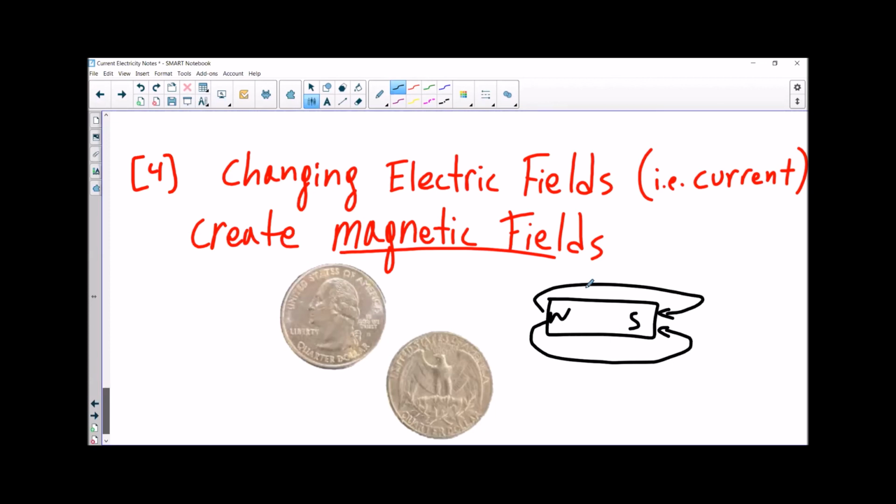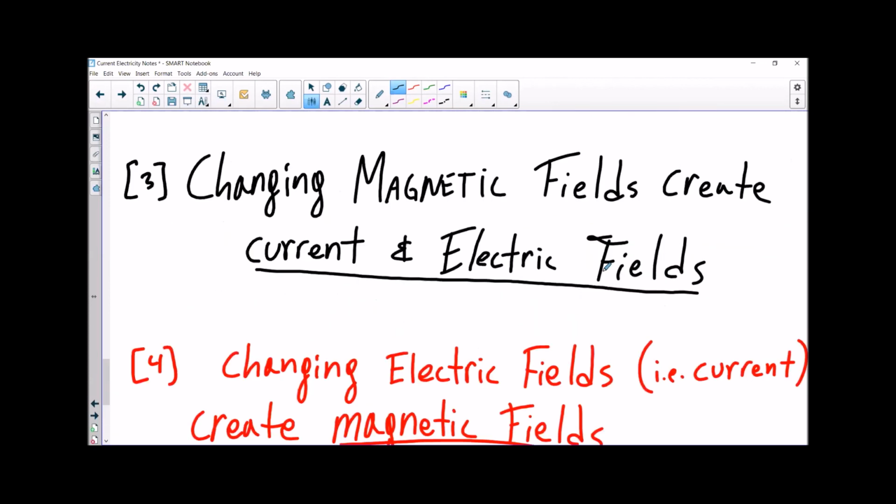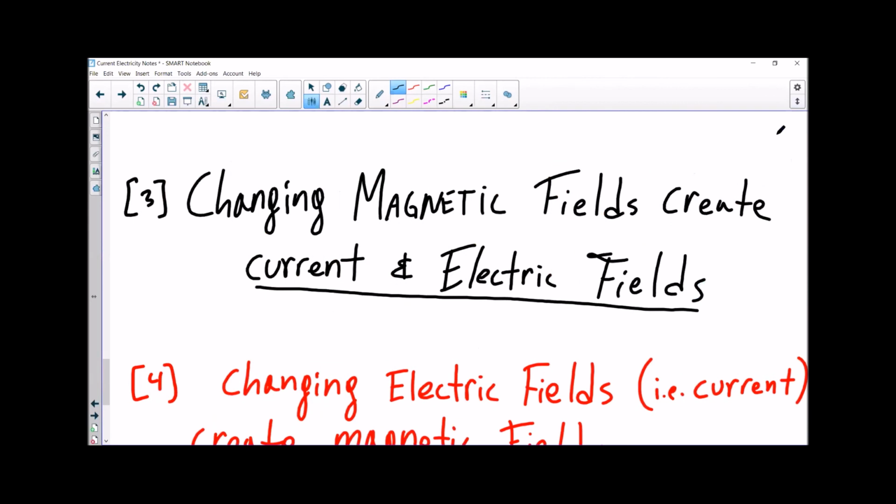Rowan asked, what was 3? Sorry, one more fast. 3 was what's called Faraday's law. A changing magnetic field will create current in electric fields. So that's the principle of an electric generator, for example. An electric generator makes use of Faraday's law because it spins a magnet, meaning it creates a changing magnetic field, and then that will induce an electric field or an electric current.